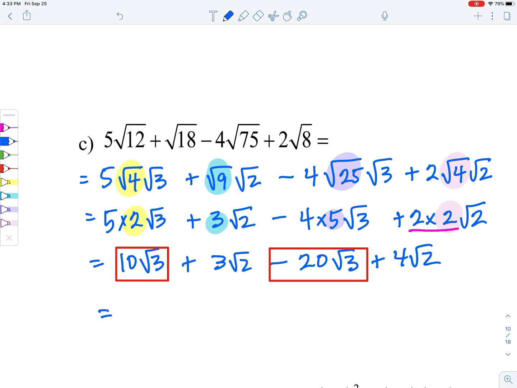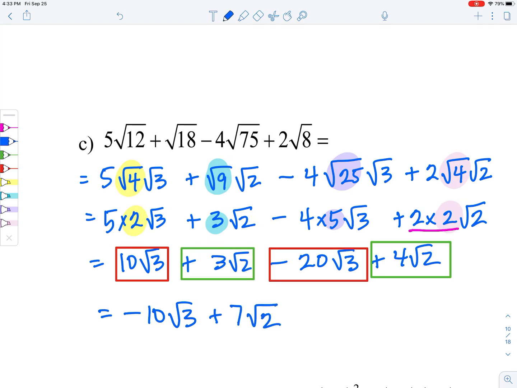So 10 root 3 minus 20 root 3, that's going to be minus 10 root 3's. Then I've got plus 3 root 2 plus 4 root 2. So these are like, they have like radicands, the guts match. So plus 3 plus 4 is going to give me plus 7 root 2.